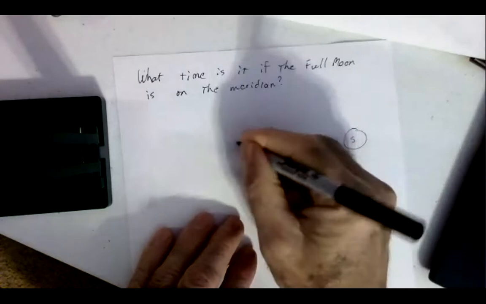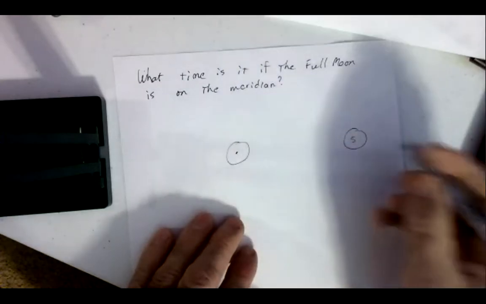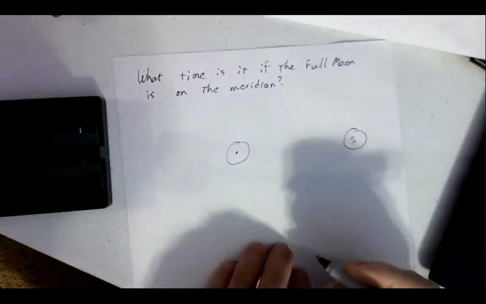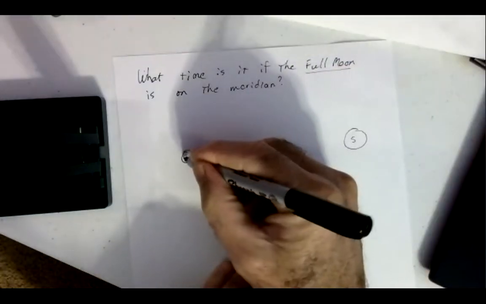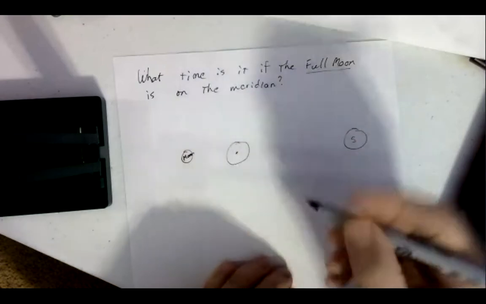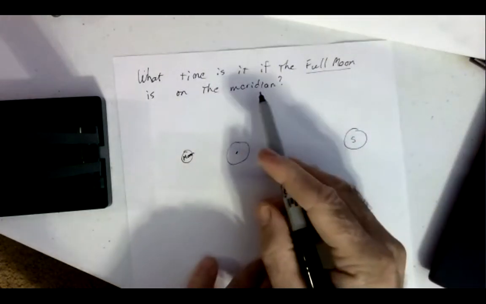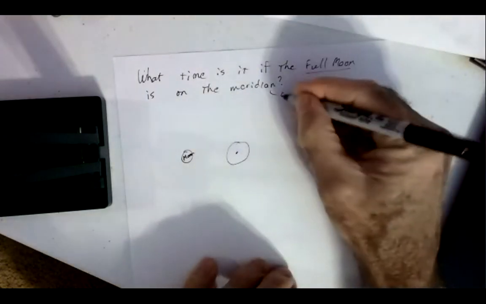All right, we're going to do this the same way. Here's the Earth, Sun, Earth. And now we know where the moon is because it's a full moon. That means the moon has to be over here, right? Okay. And the meridian just means it's over Herb's head.